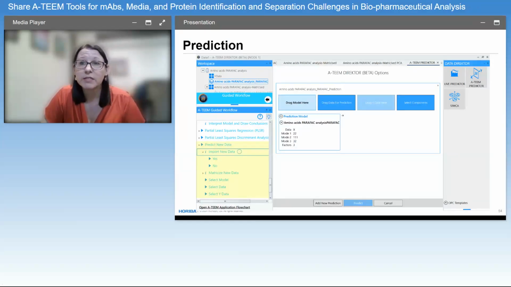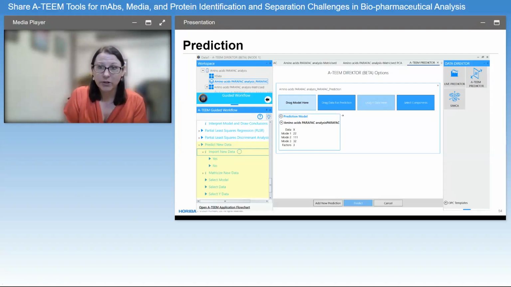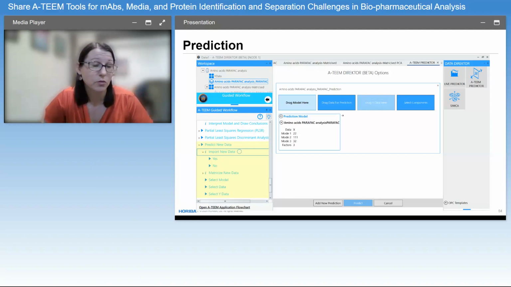There are also workflows to take models created and then apply them to incoming new data for classification or regression prediction. And so this once again uses the step-by-step process to select the new data for prediction, choose your Y variable data to associate it with, and then select components and the model to apply it with. And the guided workflow covers the options there from start to finish. So you start with importing your data, you create your models, and then you can predict new data using the models you created.